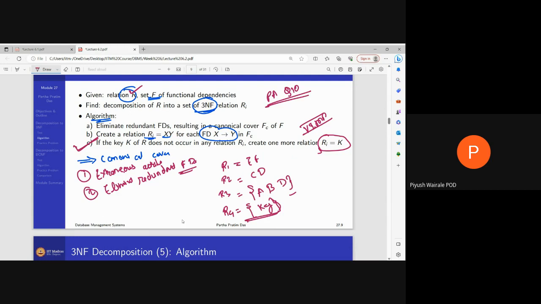So yes, sometimes it's possible that our decomposition is correct, R1, R2, R3, and all the functional dependencies are getting satisfied, but it is lossy. All functional dependencies are preserved, but it is lossy. So in order to make it lossless, we can add one more relation such that it has all the attributes of the key, right? So please try to solve practice assignment question number 10. It will cover all this concept.